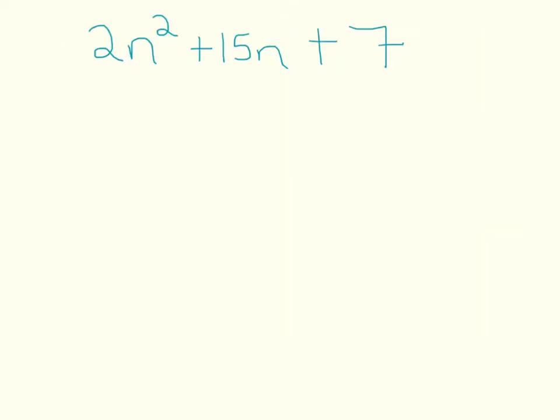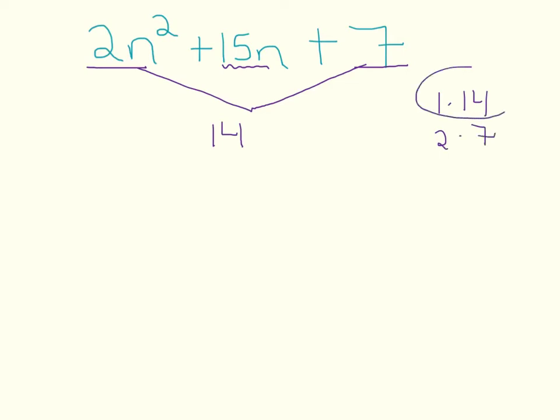Alright, so here's our first trinomial, 2n squared plus 15n plus 7. The first step says to multiply a times c. So 2 times 7 is 14. And we want to find factors of 14 that add up to 15. So we've got 1 times 14 and 2 times 7. Well, 1 and 14 is the factor pair that adds up to 15.